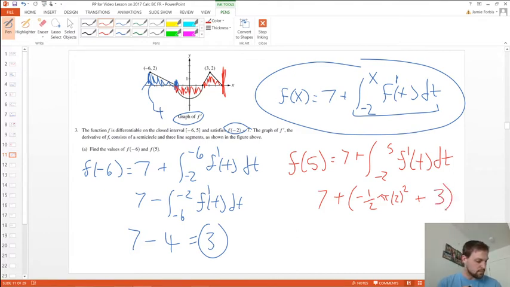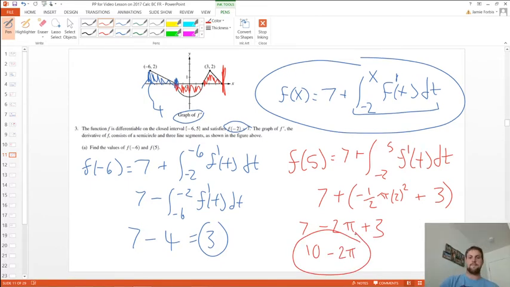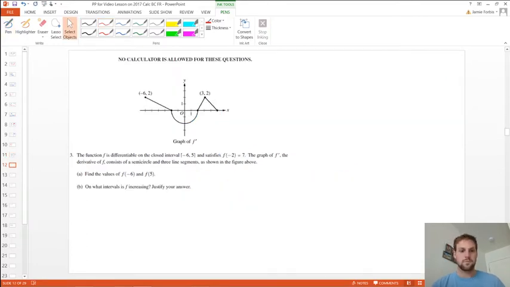All right. And this simplifies down to 7 minus 2 pi plus 3, or 10 minus 2 pi. All right, so there you have it. That's f of -6 and f of 5, just taking the area underneath the curve and adding it to our initial value. Cool. All right.